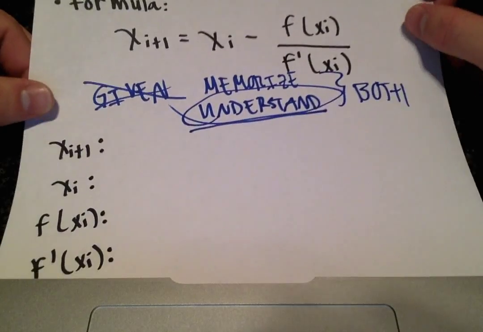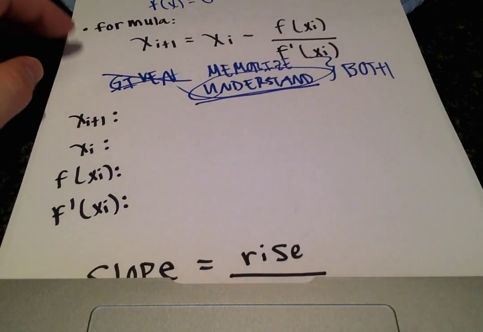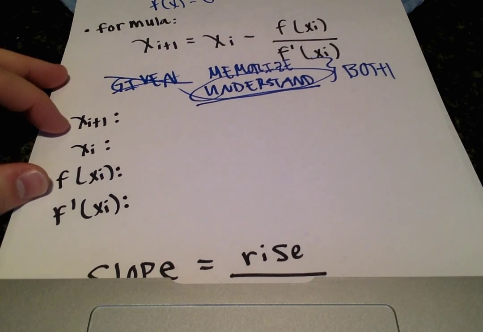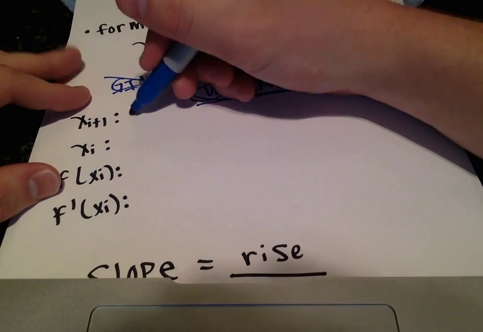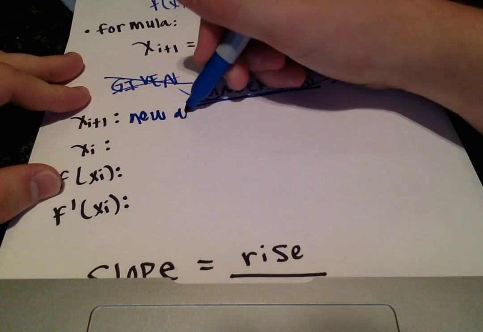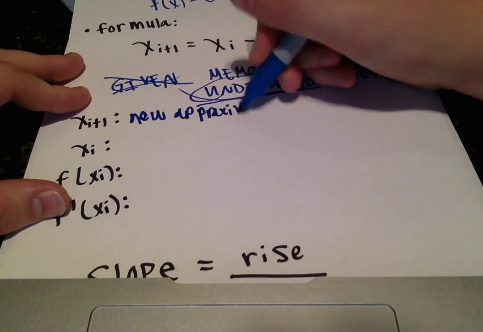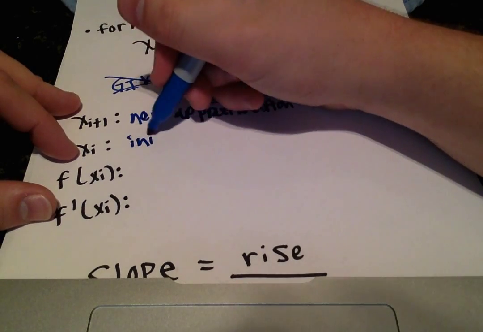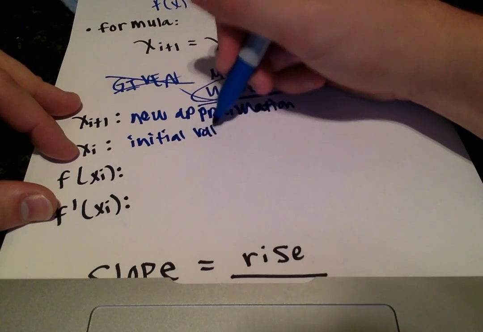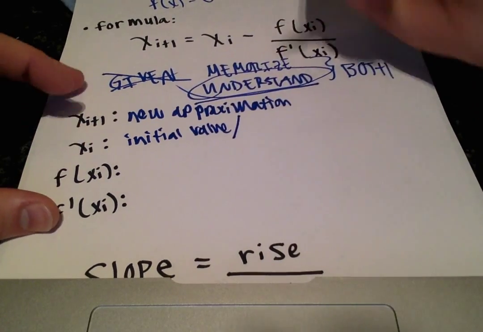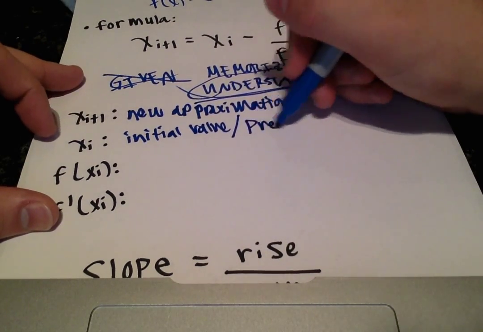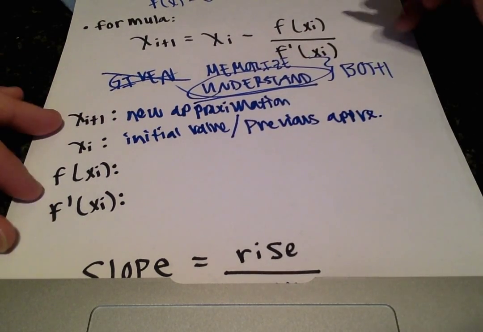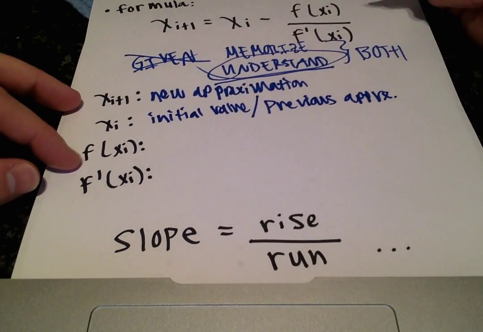So let's get into what each of the variables are. They are pretty straightforward, but let's go through them. So x sub i plus 1, that is your new approximation. And x sub i is simply your initial value, or, after a few iterations, it becomes your previous approximation. Okay? You should know what this means.